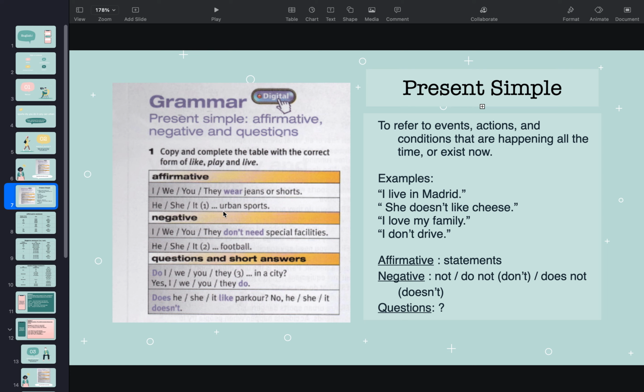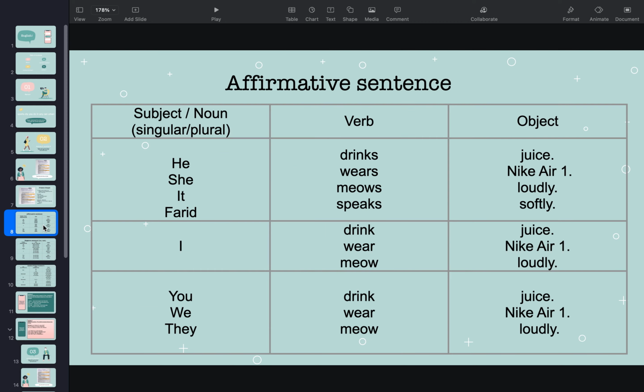Kamu isi tempat kosong. He, she, it. If you need better explanation, if you think my explanation was not that good, you can go ahead and refer to page 19. Kalau kamu rasa penerangan teacher tu tak adalah bagus sangat, kamu boleh pergi muka surat 19 buku kamu. Go ahead and check it out.